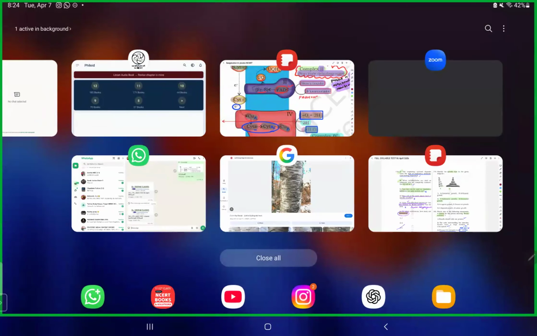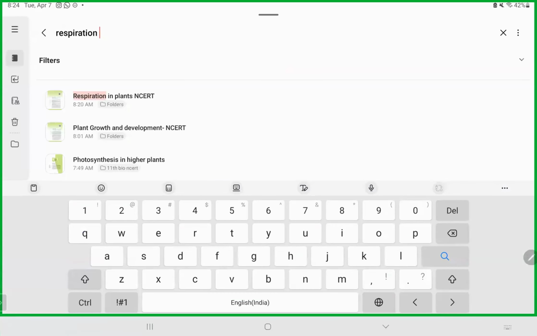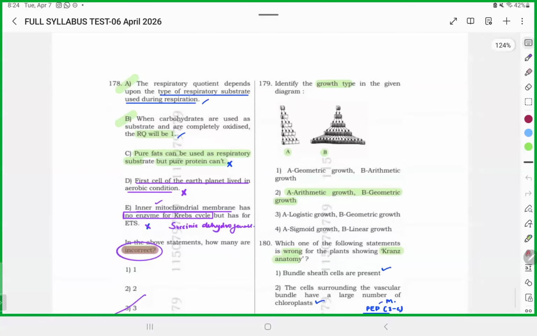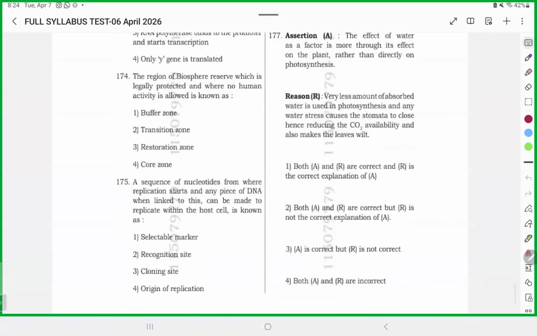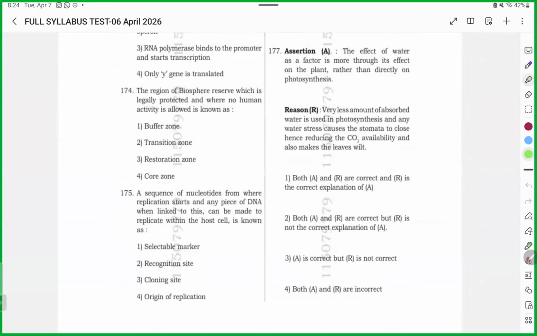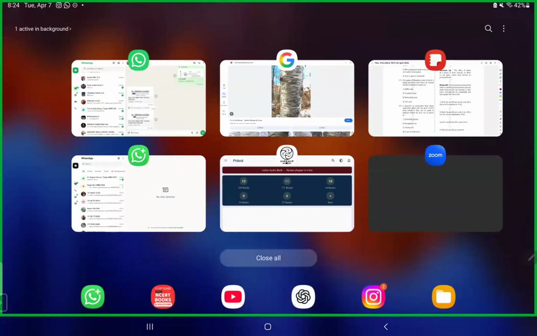Next question. 177. Effect of water as a factor is more through its effect on the plant rather than directly on the photosynthesis. Let me take this topic.